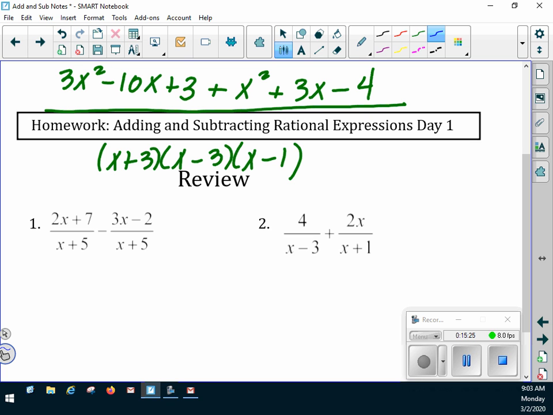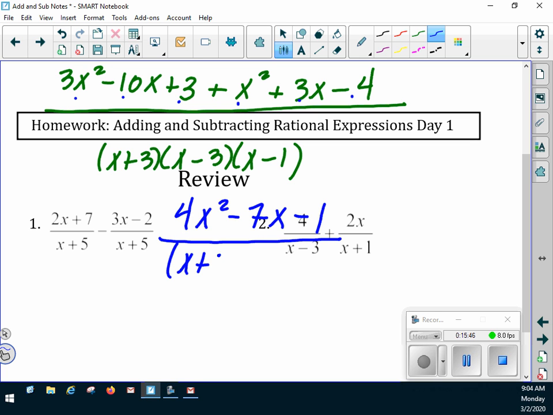Combine your like terms. 3x squared plus x squared, minus 10x plus 3x, plus 3 minus 4 minus 1. Now that numerator's not going to factor. There's our answer right there.